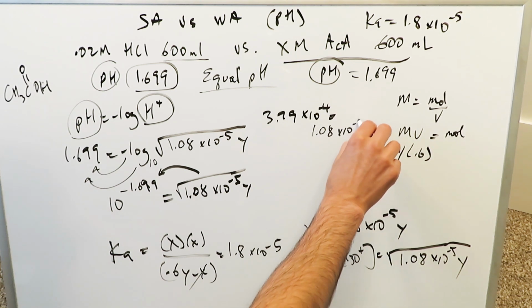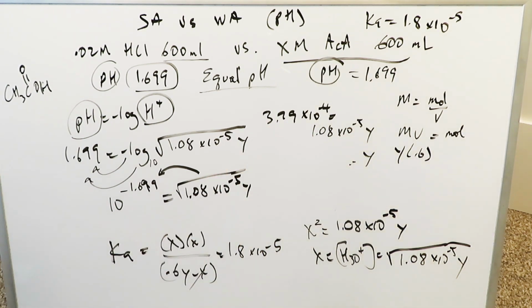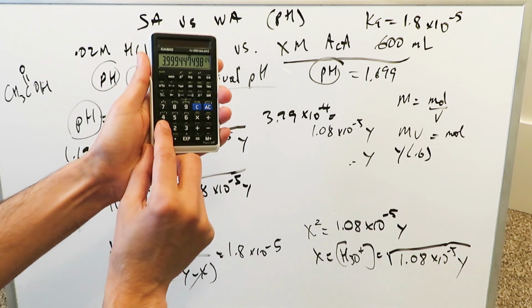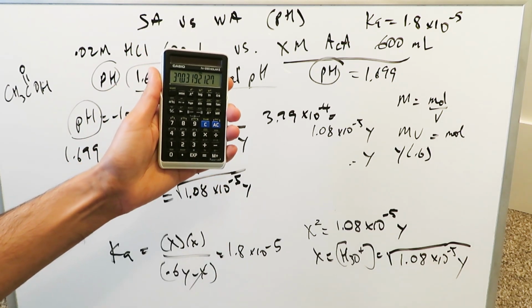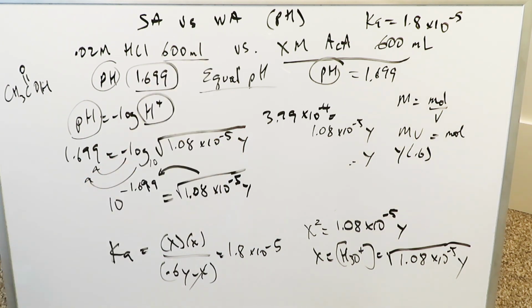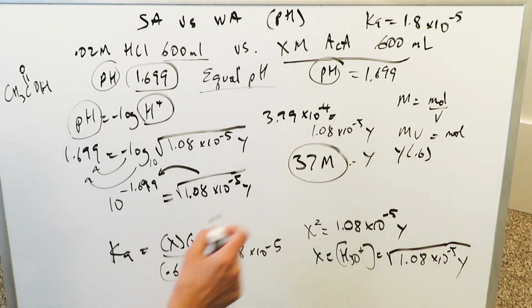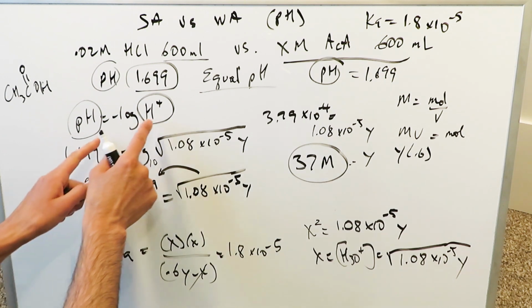I have 3.99 times 10 to the minus 4 is equal to 1.08 times 10 to the minus 5y, and y is equal to, you take this and divide it on the other side. I have 3.99 times 10 to the minus 4 divided by 1.08 times 10 to the minus 5, and we have a y value here of 37. What is 37? 37 tells us it's our molars. 37 molarity or 37 molars of acetic acid. 600 ml will give you a pH of 1.699, and your answer has been solved. Your question is complete.